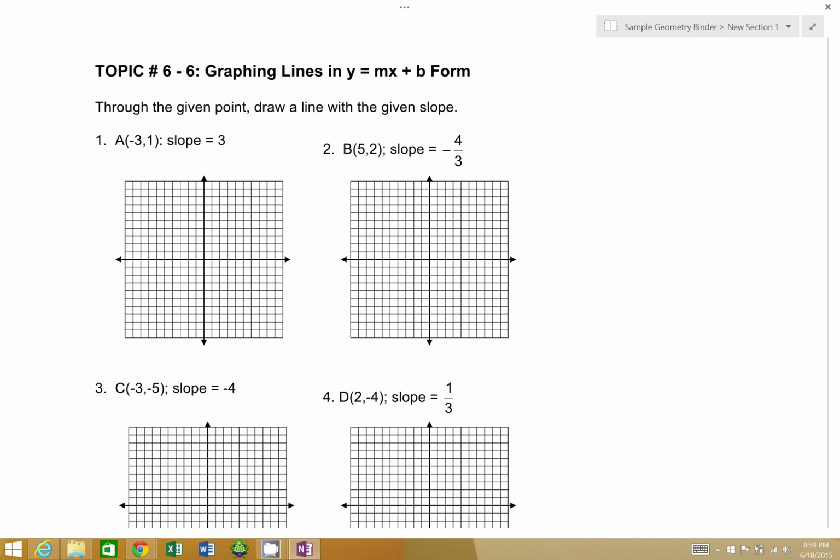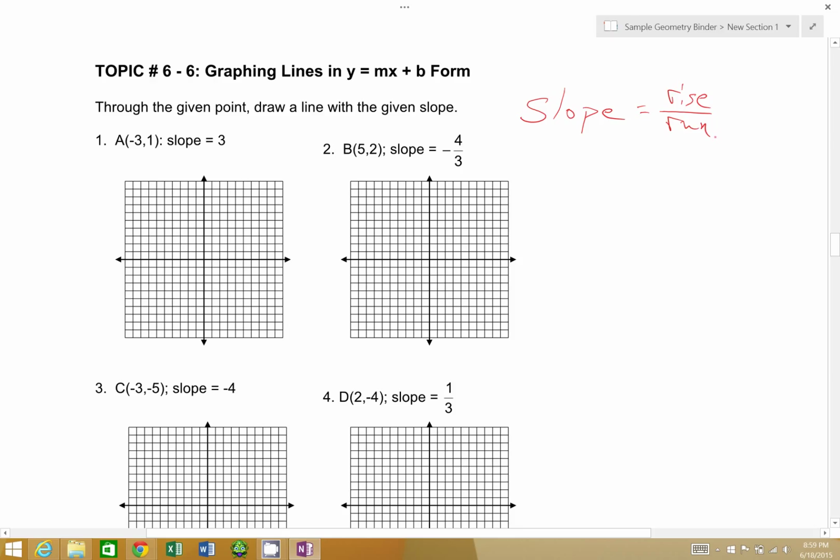So what we're going to do is we're going to map a point, and then we're going to create a line given the slope. Now, to recap what we learned before the break, slope is rise over run. Slope is rise over run. My change in vertical height, or my change in vertical distance over my change in horizontal distance.